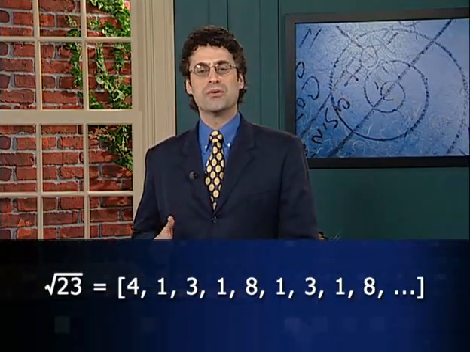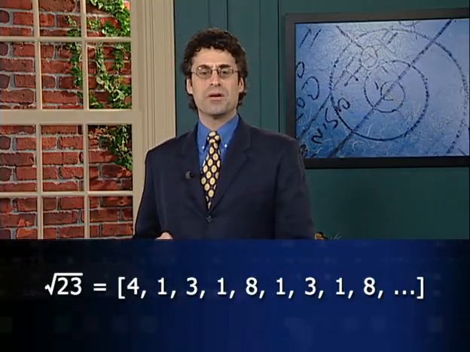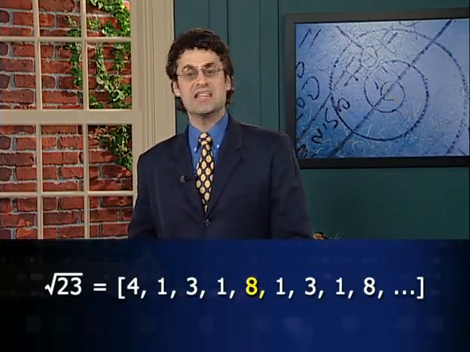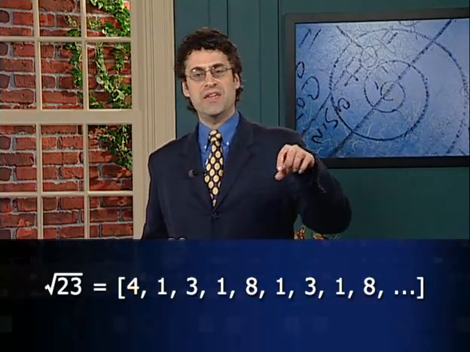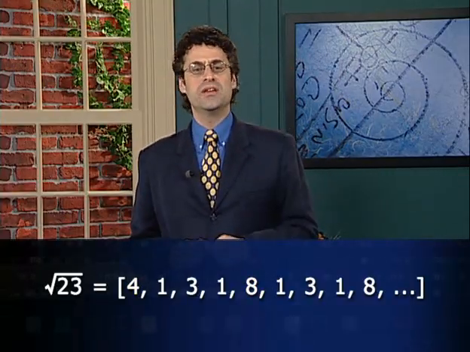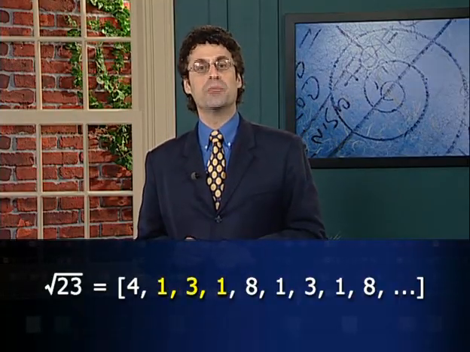Well, to illustrate these observations, let's return to the square root of 23, which we saw had a continued fraction that began 4, 1, 3, 1, 8, 1, 3, 1, 8, and so on. And notice that the last number in the period is 8, which indeed is twice the first number 4. And also, the period with the last 8 removed is, in fact, 1, 3, 1. Indeed a palindrome. Read it backwards.